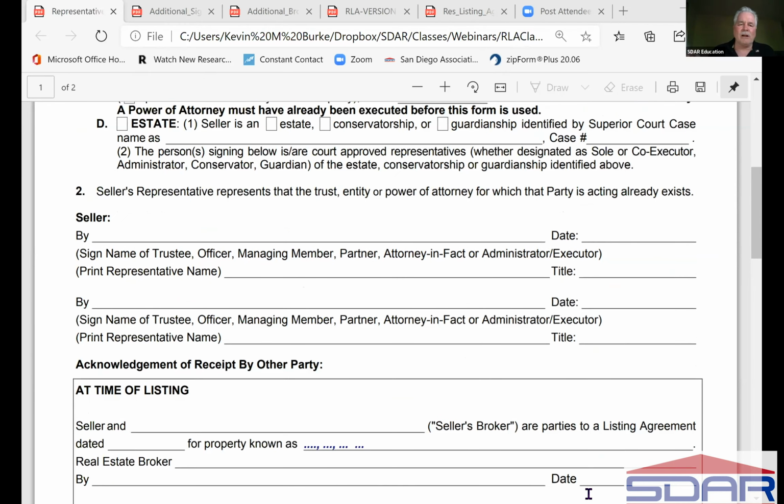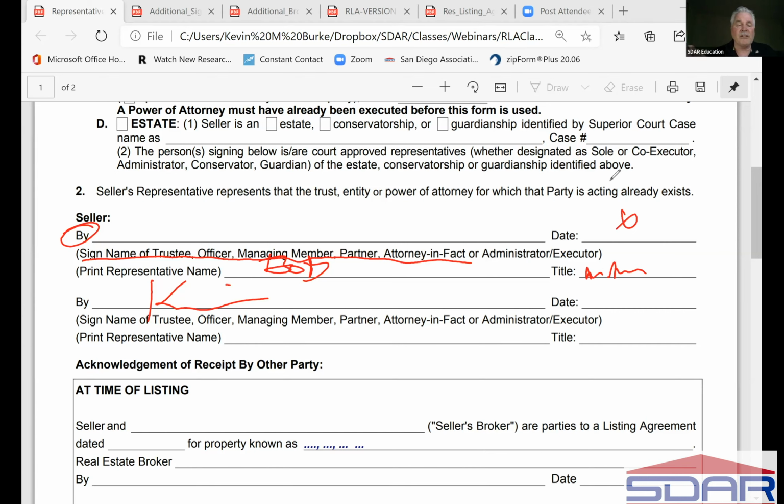Now, how do I sign the RCSD? This is the part, like I said before, that gets confusing, but let's demystify it. Okay, so here we go. Who's the seller? So the name of the trustee, officer, managing member, partner. So in this case, what is the name of the person? It's Bob, right? Okay, so Bob is the representative. Bob signs it. What's Bob's title? Managing member, whatever. And then you're going to make sure that you date it.